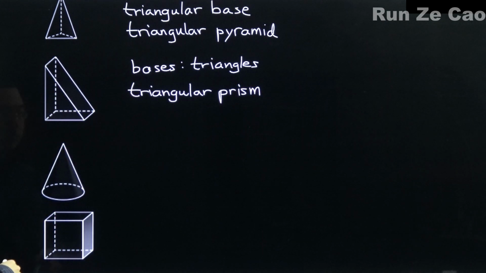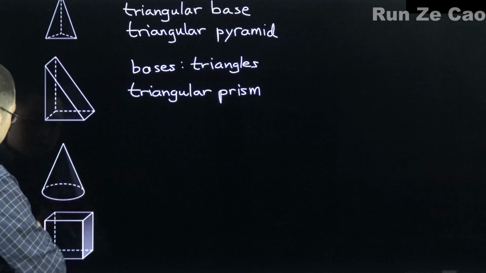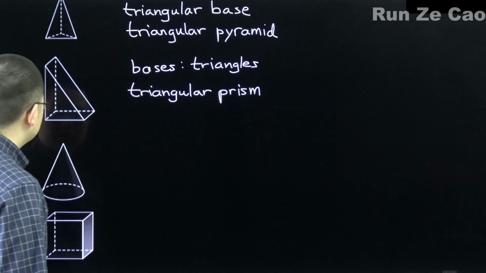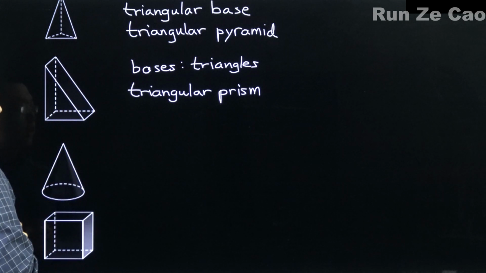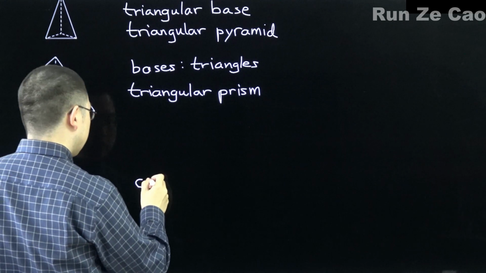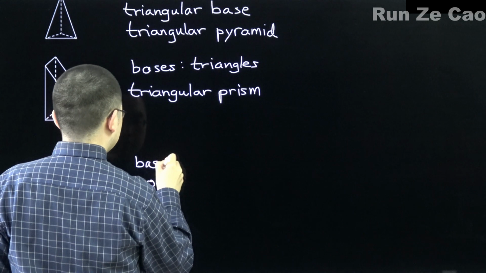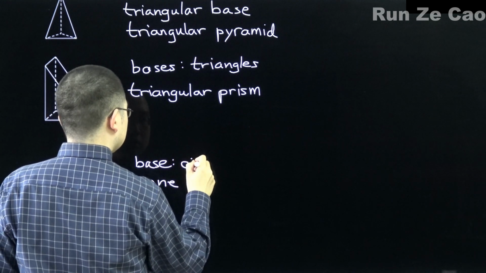Now, what about this shape? Oh, it has one circular face and then a curved face that goes up to a point. This is a cone. And the base is a circle.